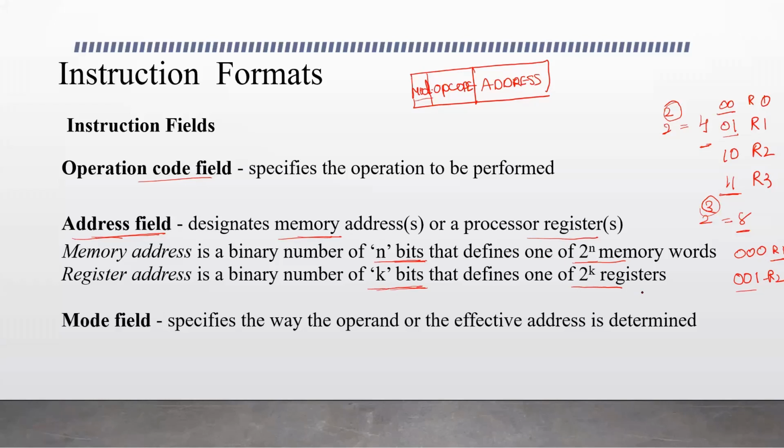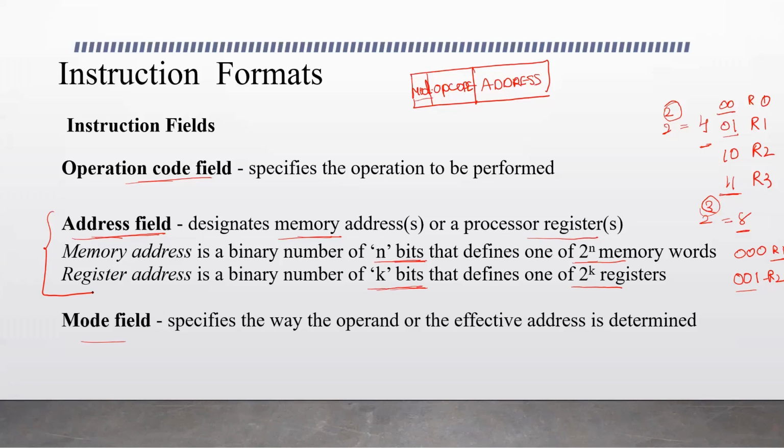And the other field is the mode field. We will learn about this in detail later. It specifies the way the operand or effective address is determined. Here the operation code is to specify the operation, and we will learn about this in detail. The mode field also we will learn in detail, the different types of addressing modes we will study. And in this class, we are going to focus on the address field.